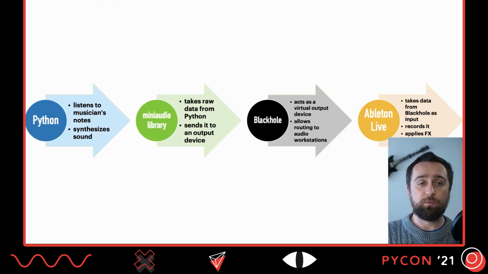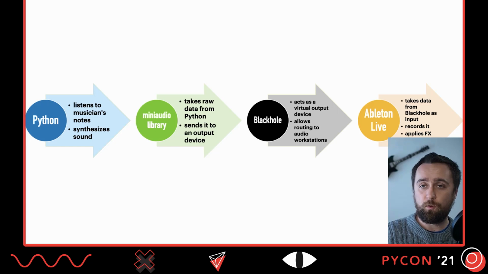So those are our components, right? Python, miniaudio, BlackHole, and Ableton Live. Let's start filling in the Python part. But before you get all nervous about not being able to follow along, don't worry, all of this is on GitHub. You can pretty much just clone it and look at it at your own convenience.